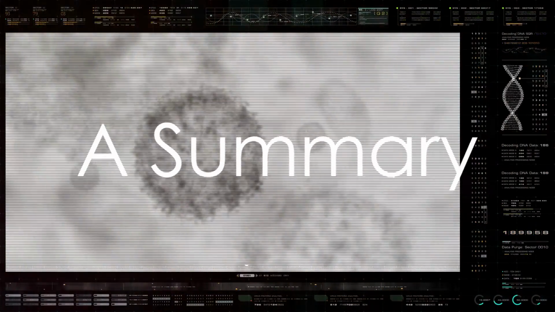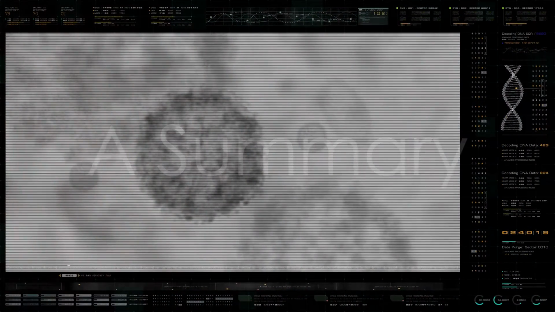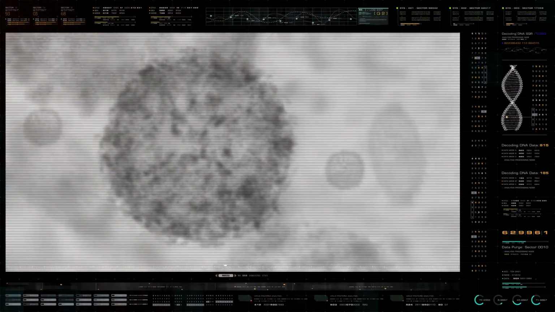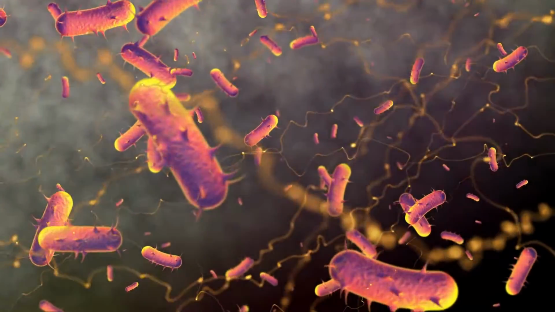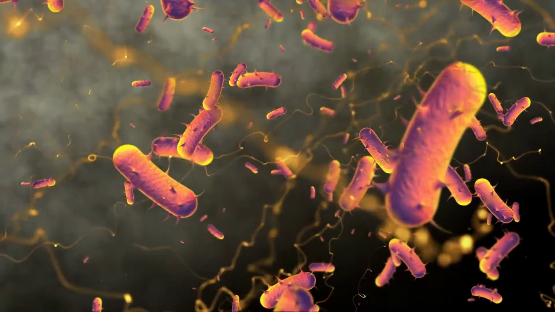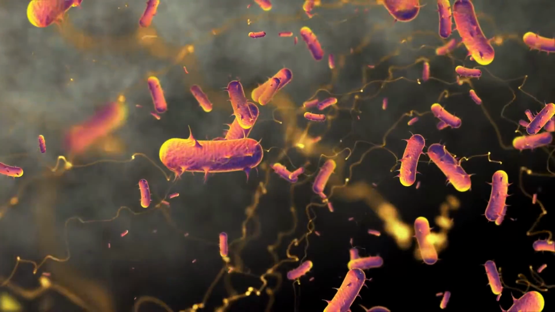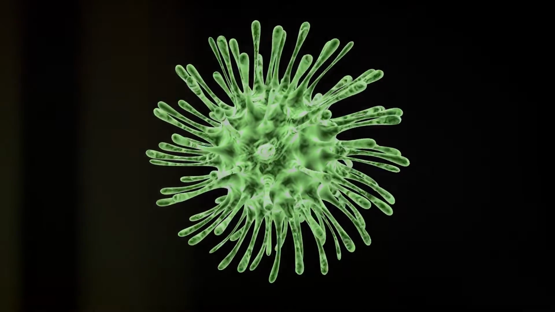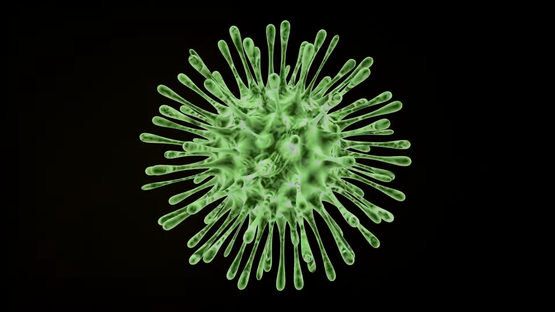Let's recap what we've learned about these microscopic villains. We started our journey with an introduction to pathogens, these little culprits that are often invisible to the naked eye. We discovered that they are essentially microorganisms, that is, tiny living things. But unlike the harmless or even helpful microorganisms we encounter every day, pathogens are the bad guys. They're the ones that cause diseases, wreaking havoc on our bodies.